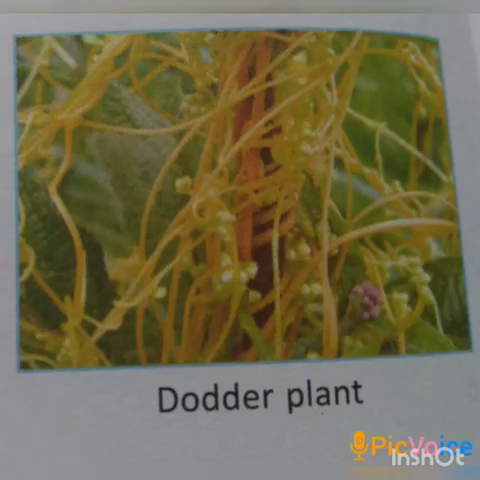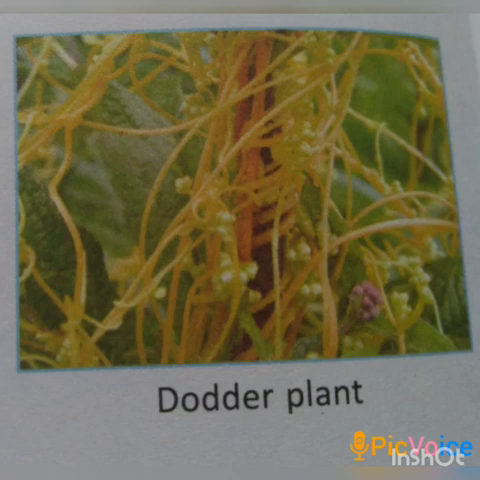Next is parasitic root. Some plants such as dodder grow on other plants. Its roots arise from the stem and penetrate into the stem tissues of the other plant, which is known as the host. The roots then absorb water and minerals from the host plant. Such roots are called parasitic or sucking roots.